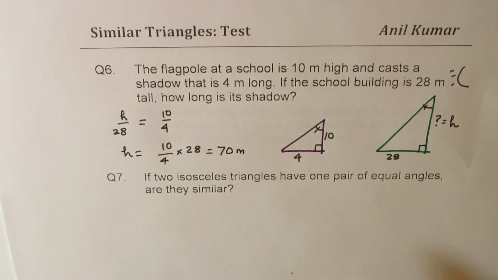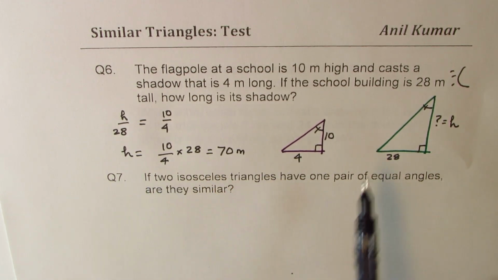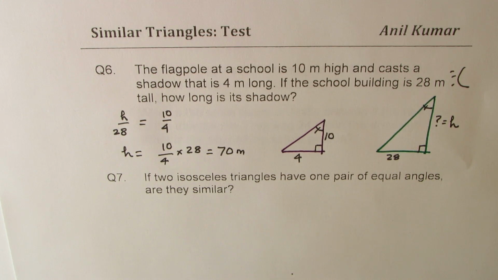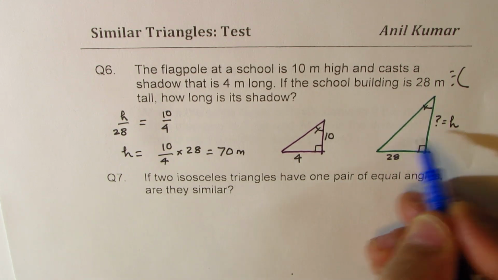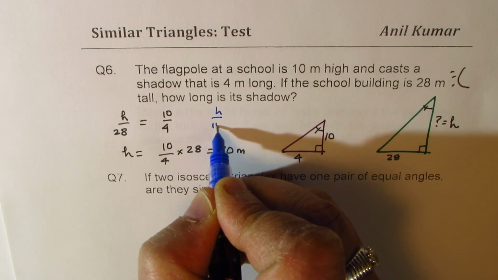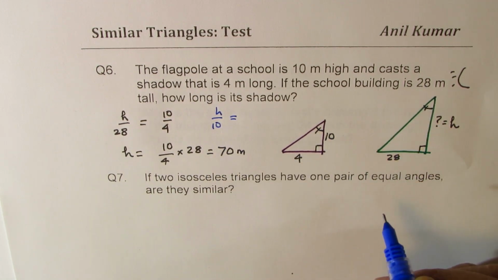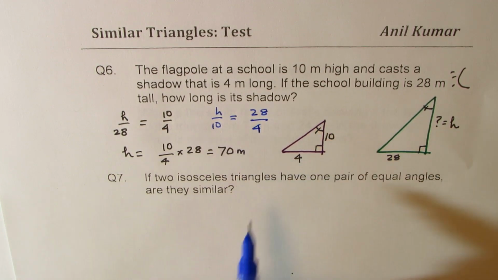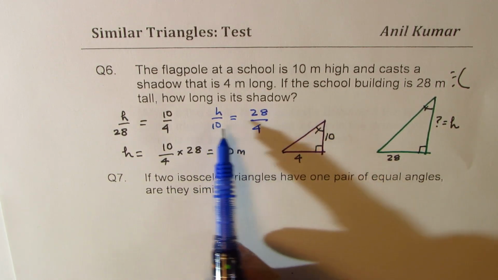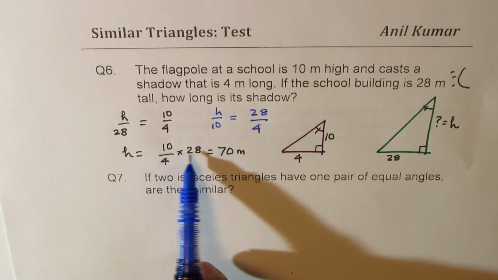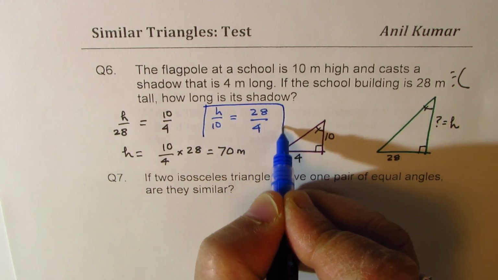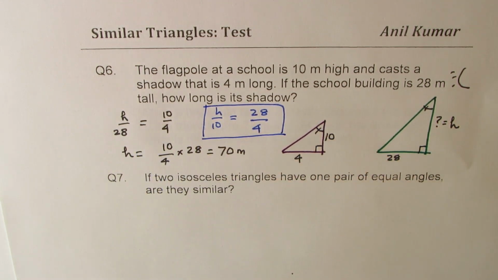Correct? As you have seen here, sometimes we write ratios the way I have written them in this case. Perfect. But normally you should write it like this: h over 10 equals 28 over 4, since these are the corresponding sides. Even then, when you multiply, you get the same result. So h is 10 times 28 divided by 4. But this is the preferred way of writing. You could do it this way also.